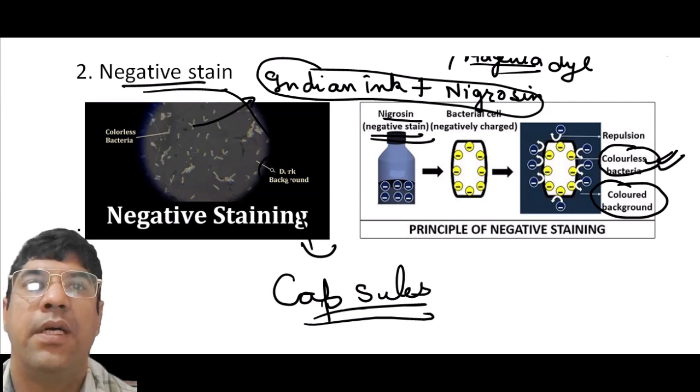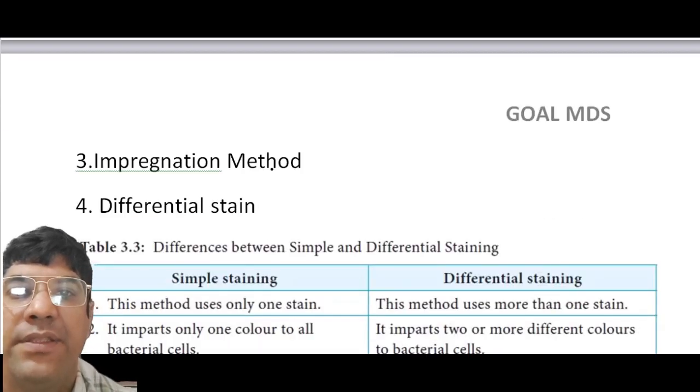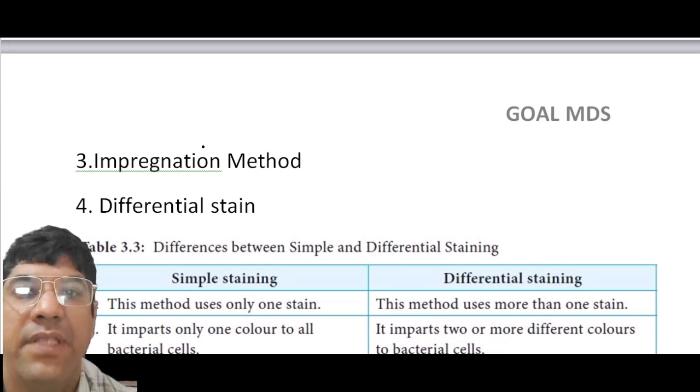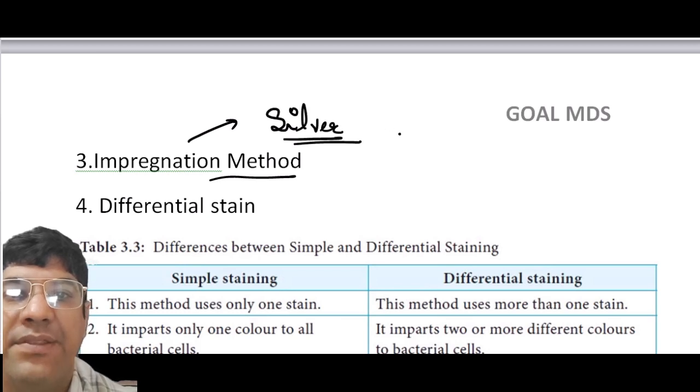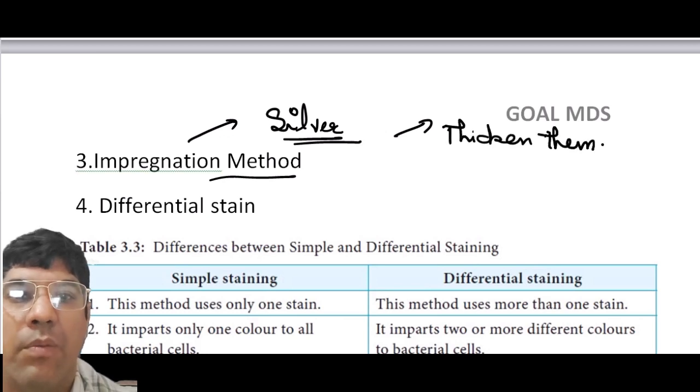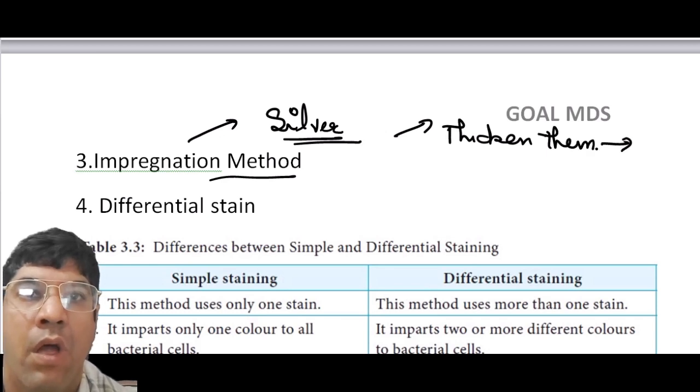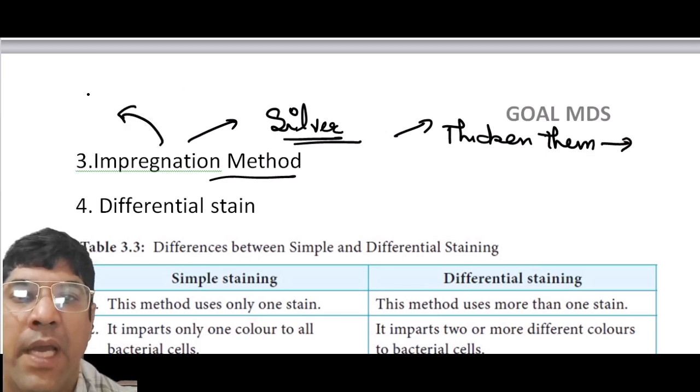The third is the impregnation method. For the entrance exam, you just have to remember that this method involves the deposition of silver on the surface of thin bacterial cells, which thickens them and makes them visible under the microscope. So it is used for visualizing microorganisms like spirochetes and bacterial flagella.